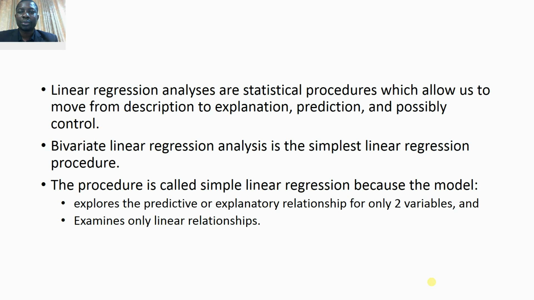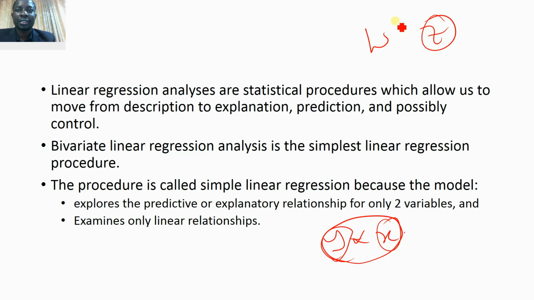So, for example, if we are thinking about looking at the relationship between y and x, this is a typical example of bivariate because it involves only two variables, that is y and x. If you are looking at w and z, so interest rate and say inflation, then in that case we are looking at bivariate.